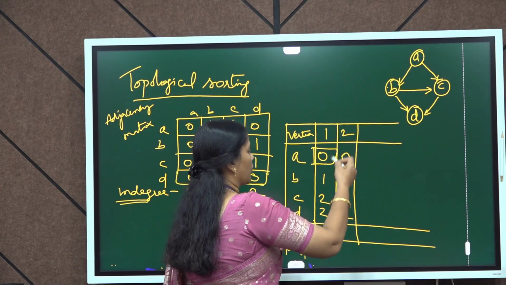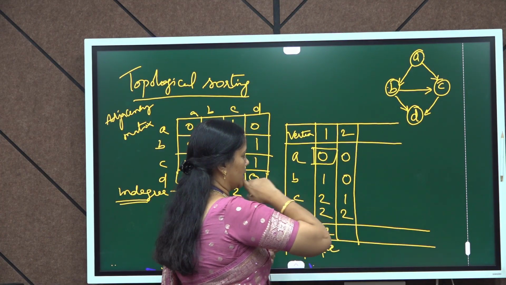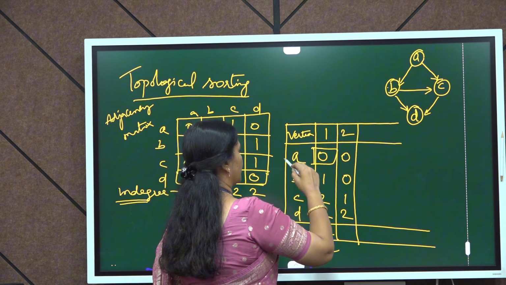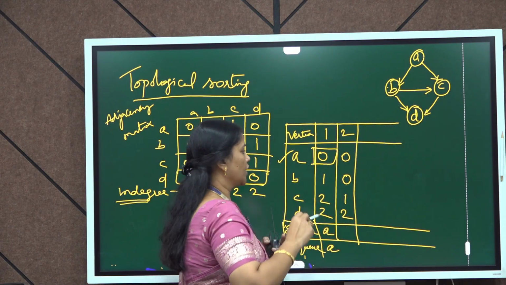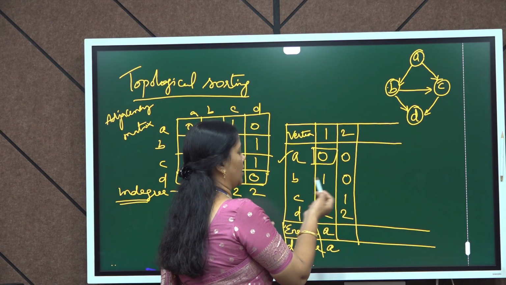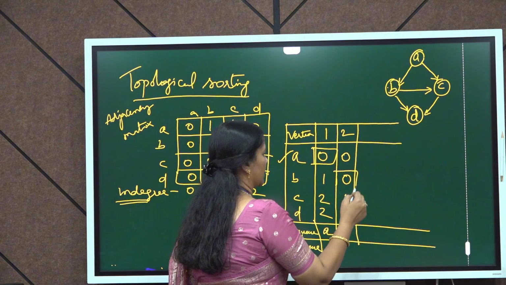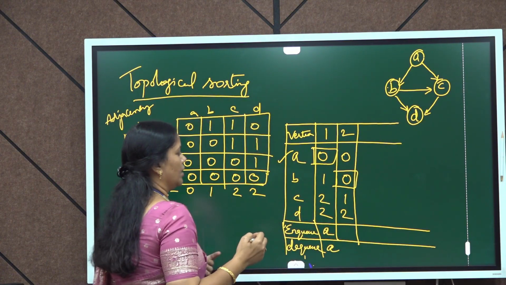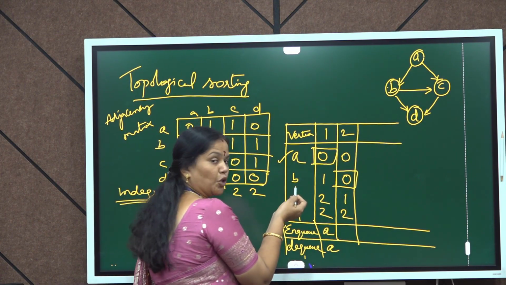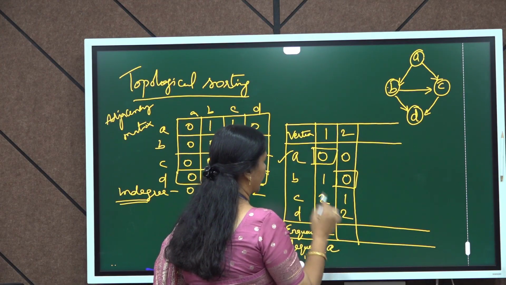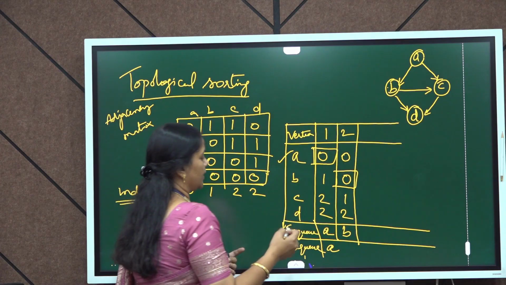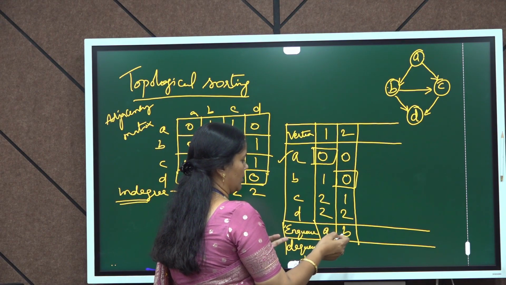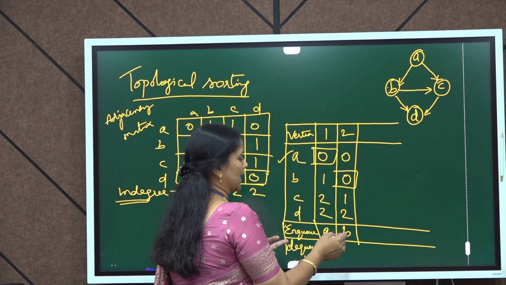Then the next step, I am going to find out in which vertex the in degree is 0. Already A has been NQ'd. Other than A, the remaining vertex with in degree 0 is B. So, I am going to mark this B and NQ the vertex B. Then, after writing B, the next step is I have to find the adjacency of B.